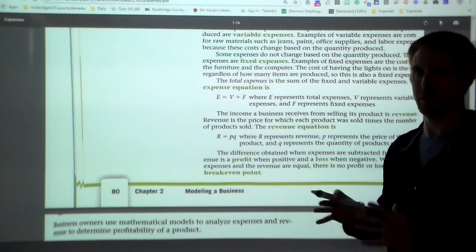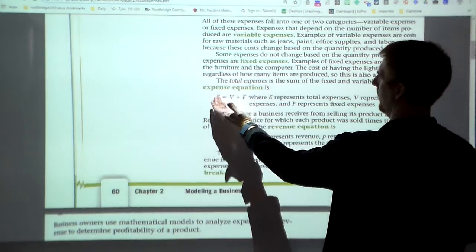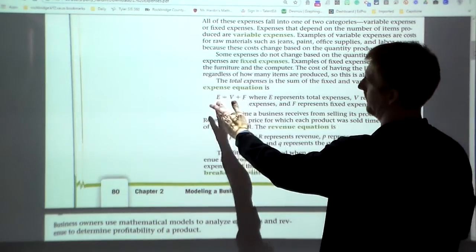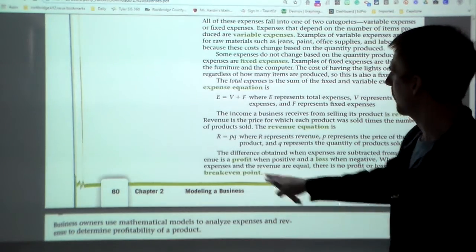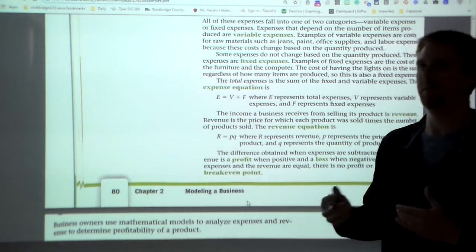As you go down the page, you're going to see a couple of formulas here. And everything's explained. Expense is basically the variable plus the fixed cost. That's your total expense. And revenue is price times quantity.